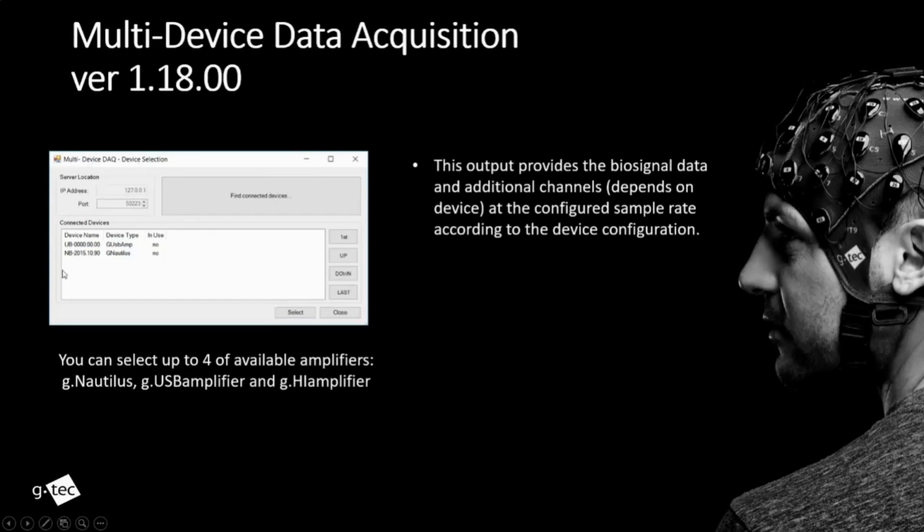So this is the g.NeeT Access Server interface toolbox. You can see it automatically searches for all kinds of devices listed here. For this particular example, there's one USB amp, a wired device, and one g.Nautilus, a wireless device with a serial number here. It displays the status of the devices, whether it's in use or not.